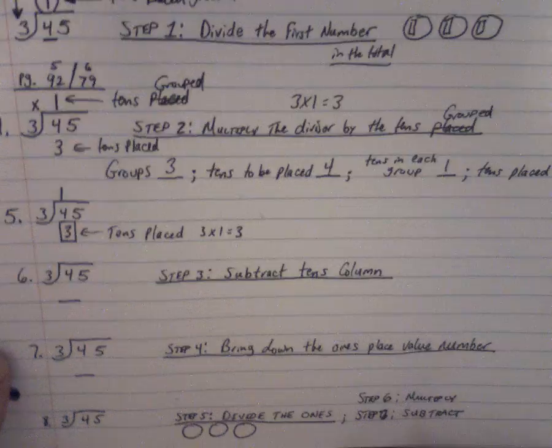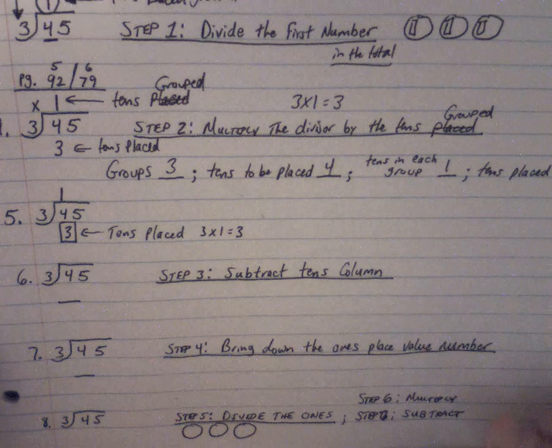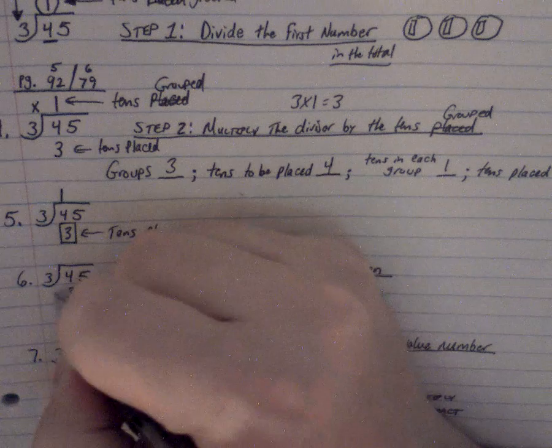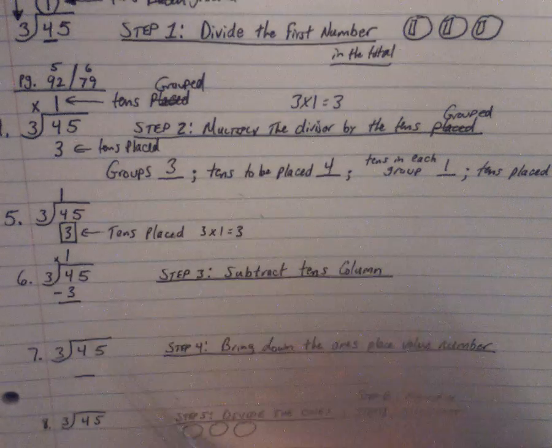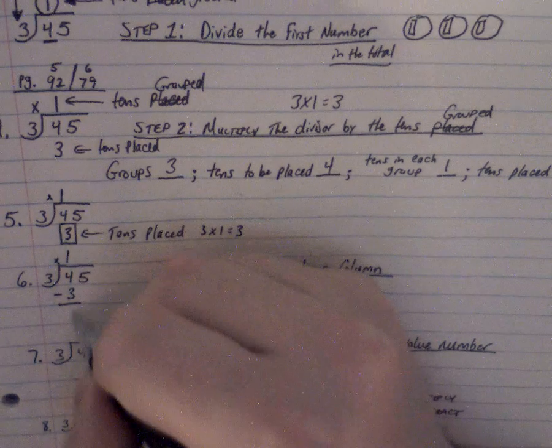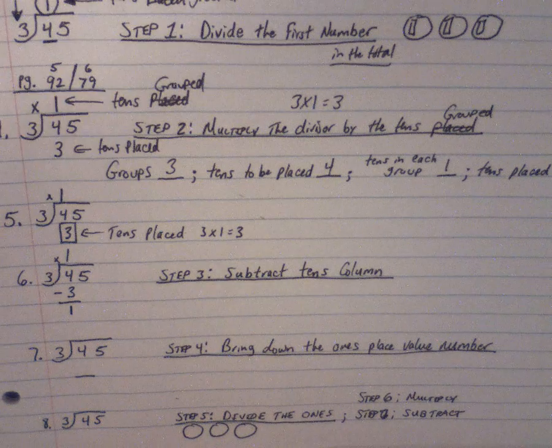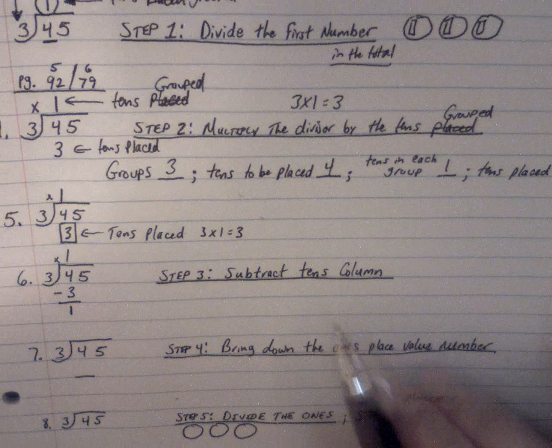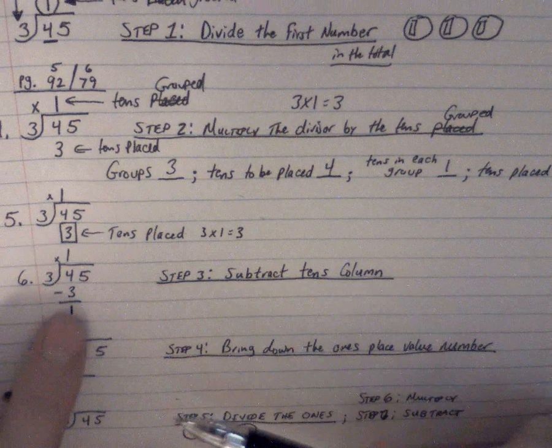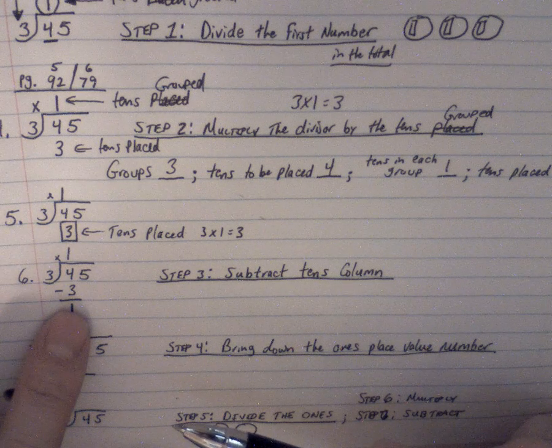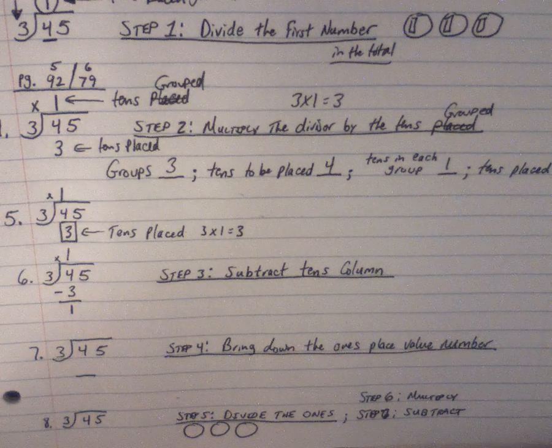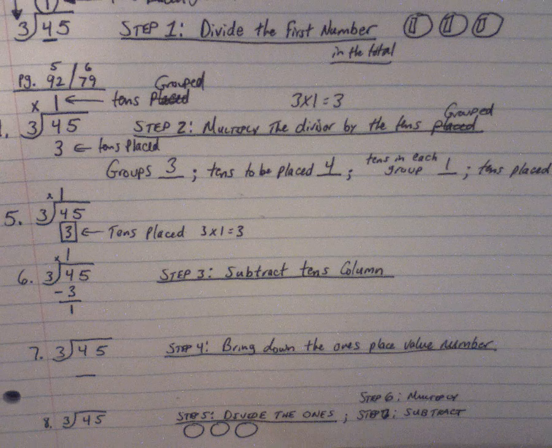Step number 3, plain and simple, is subtract the tens column. Okay, subtract the tens you have by the tens that you placed. Now put my subtraction sign here, and what you're going to notice is that 4, if I take 3 away from 4, I end up with 1. Okay, so that's step number 3. Step number 3 is taking that tens placed, you just subtract it from the tens, and we end up with 1 ten left over. Okay, does that make sense? It's pretty simple, just simple subtraction. All right, subtraction, that's fairly easy. You should be able to do this.